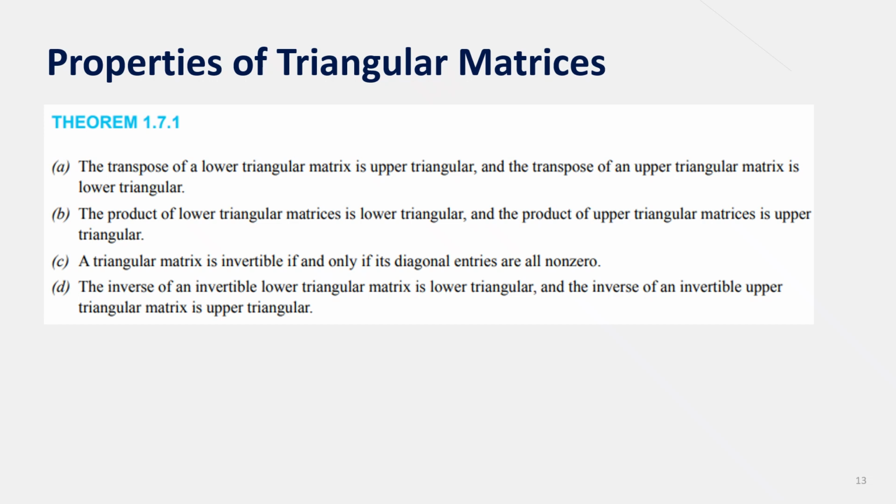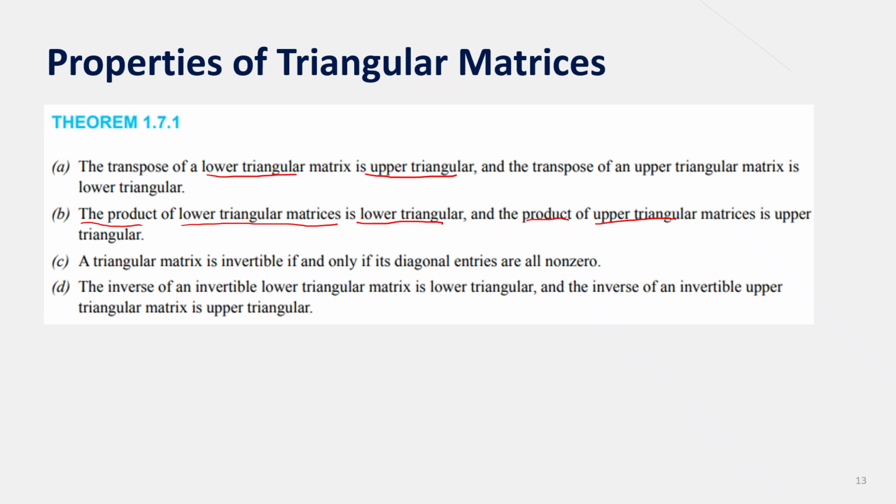Number one, its transpose. The transpose of a lower triangular matrix is actually an upper triangular matrix, and vice versa. And then about matrix multiplication: the product of lower triangular matrices is a lower triangular matrix again, and the product of upper triangular matrices is also an upper triangular matrix.